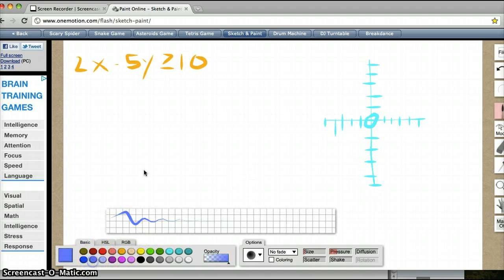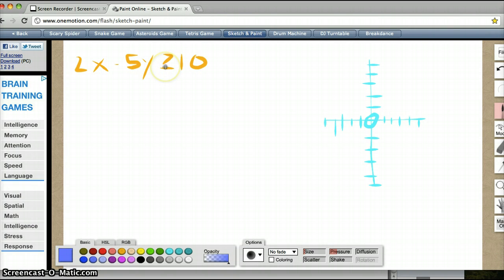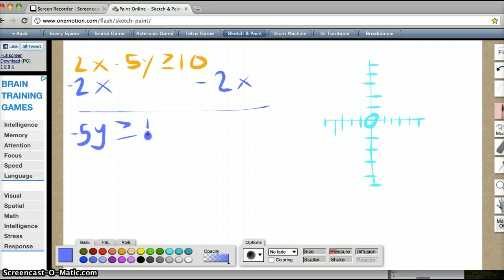Okay, so now, here we go. Let's look at this. What we need to do is get y by itself, because we need to find what our y value is. So we're going to subtract 2x from both sides. And remember, our x actually goes first because we have the y equals mx plus b form. So we've got negative 5y is greater than or equal to 10 minus 2x.